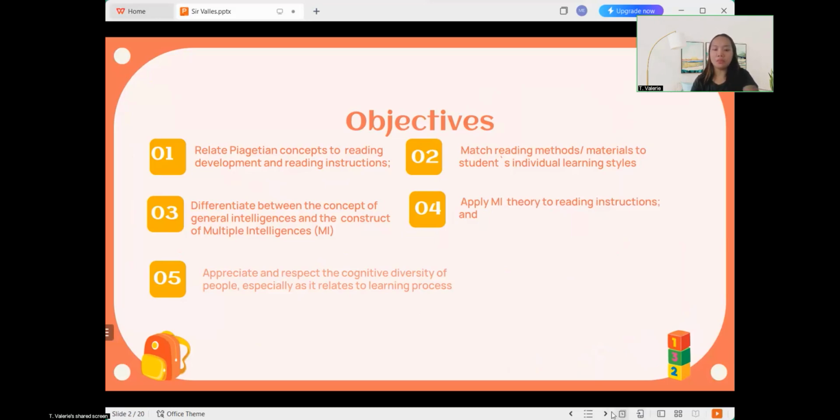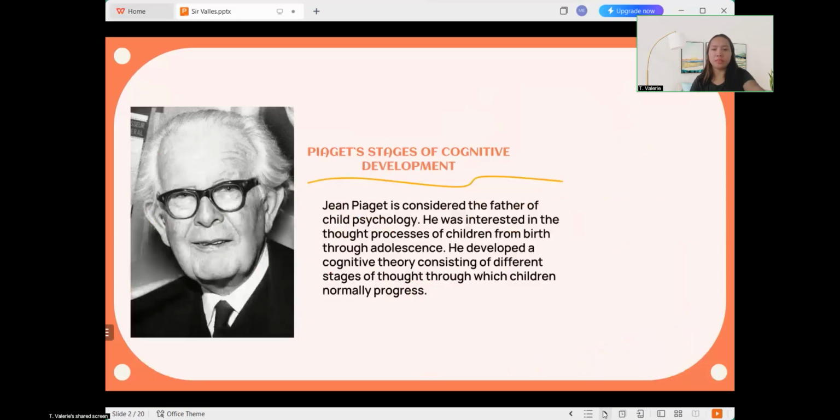Now let's have this one. Do you know this man? Well, this man is actually Jean Piaget. He is very famous for his cognitive development, and we have four stages of cognitive development. But let us discuss these stages in more depth later, okay?